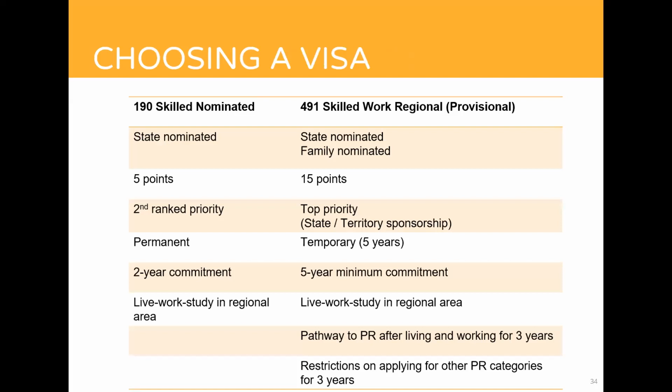So the visas available under state sponsorship are those we mentioned earlier, and here you can see some comparisons. The different points available. Obviously the 190 is a permanent visa and the 491 is a temporary visa. The 190 requires you to have a 2-year commitment to living in the specific area, whereas the 491 has a 5-year commitment. Now, you would only opt for the 491 visa if you really do have a commitment to living in the regional area, because you must live in a designated regional area for 3 years before you have the pathway open to you to apply for permanent residence in the skilled migration category.